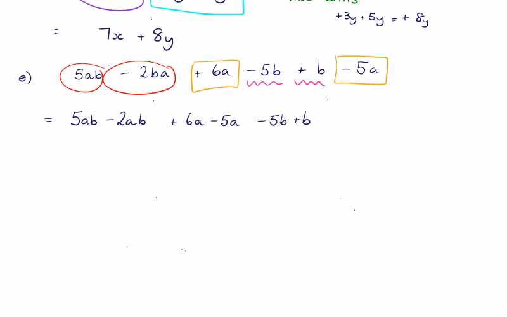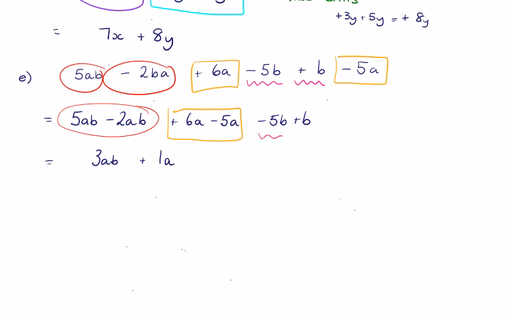And so treat it like 3 separate questions. So first one, I've got 5ab minus 2ab. 5 minus 2 is 3. Now you don't have to draw these colours and the circles and that, but if at first it helps you, then by all means do it. So now I look at my a's. 6a minus 5a, so 6 minus 5, that's a plus 1a.